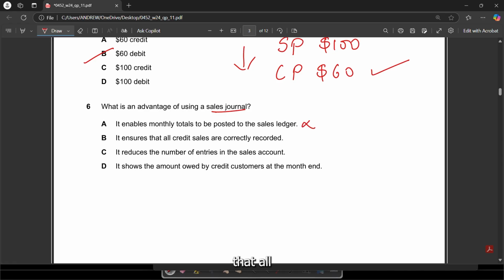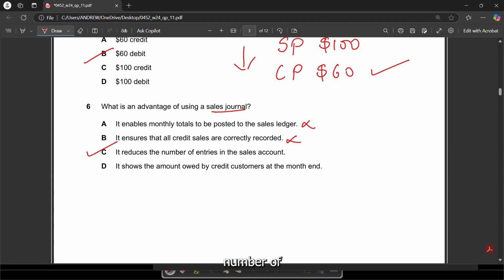It ensures that all credit sales are correctly recorded. No, there is no 100% assurance that all credit sales have been recorded. Third, it reduces the number of entries in the sales account. Yes, this is the right answer. Let's also see the fourth option. It shows the amount owed by credit customers at the end. No, again this is not the right answer. So the right option would be C.